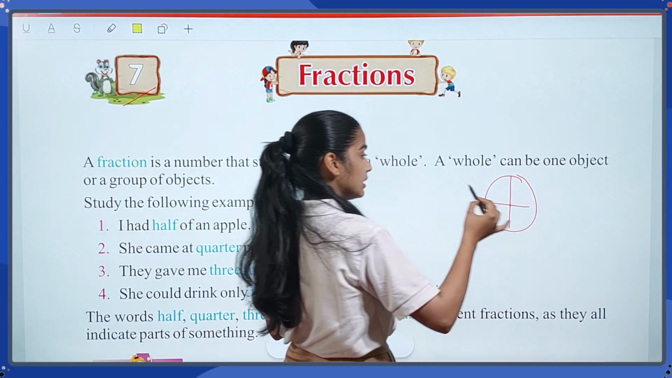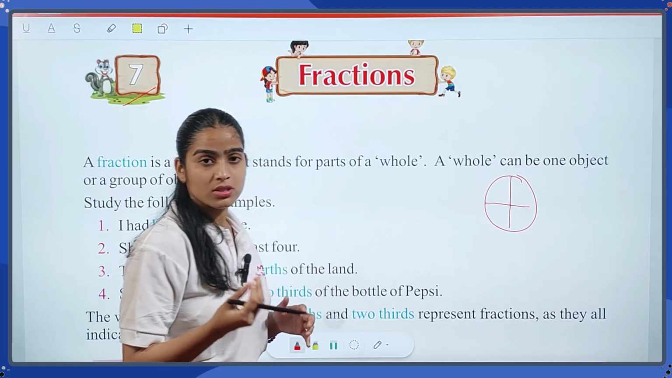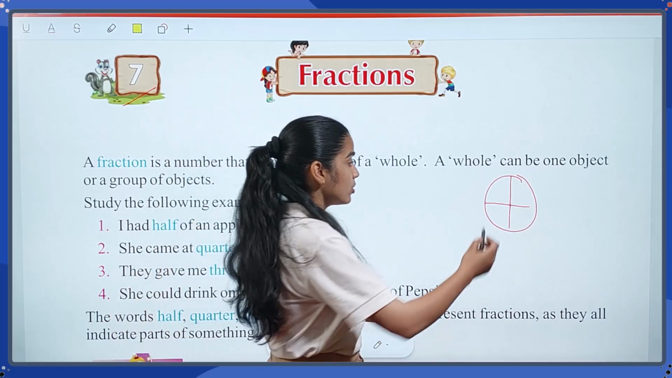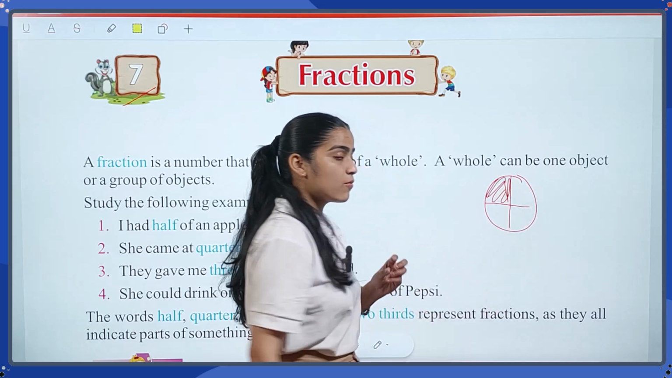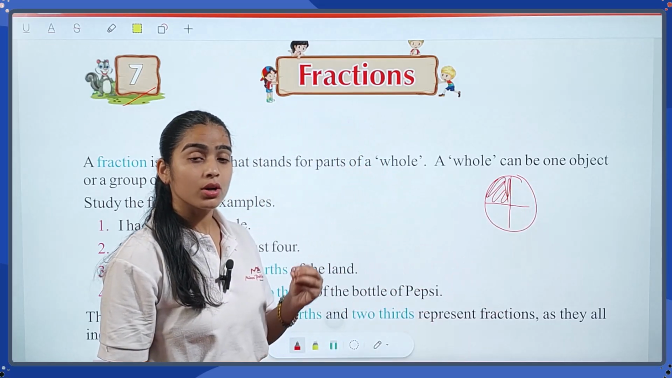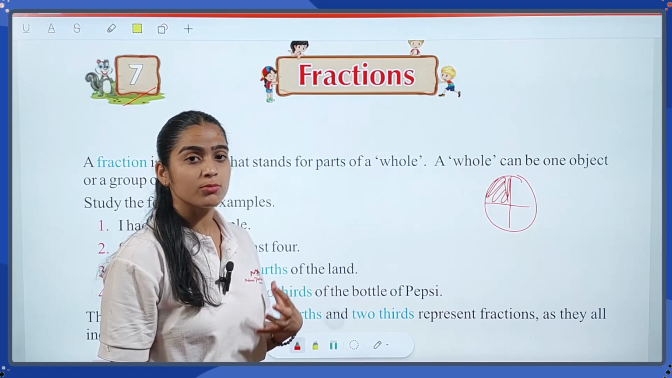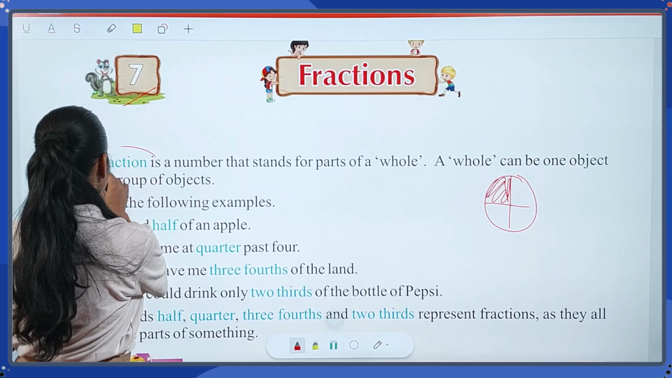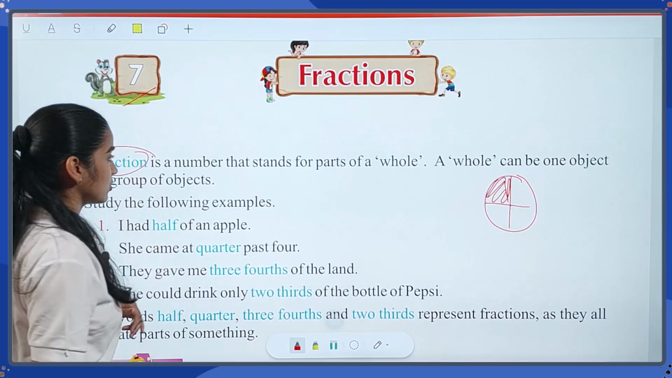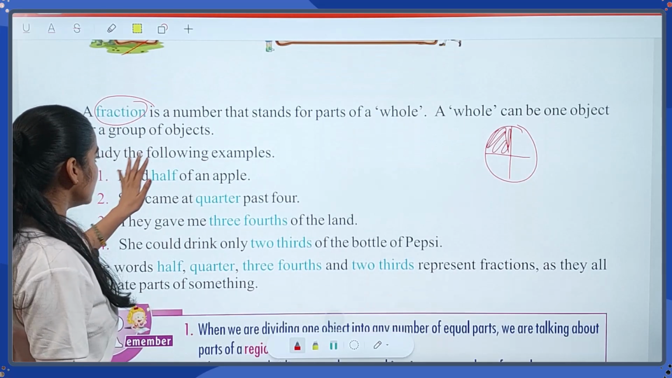Now, fraction is just a term we use to describe this one part. If I want to describe a part or a whole of an object, which terminology in mathematics do I have to use? I have to use the terminology called fraction. So study the following examples.